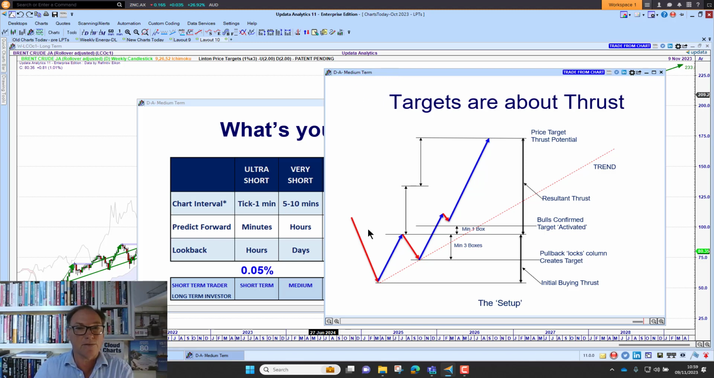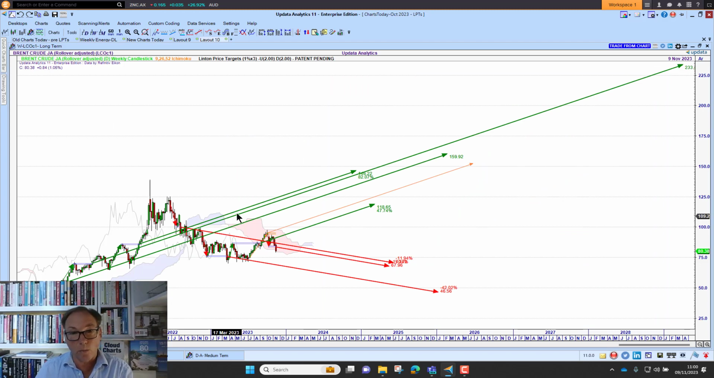So the targets are about thrust, and the ingredients are that you need a low, and from a low then you need a thrust off a low. Now the bigger that thrust, the bigger the target. You need a pullback, and that's in point and figure terms normally 3 boxes, or what we call units, and this idea of a unit is really important. And then you need to move higher by at least 1 box or 1 unit of price. And then once you've done that, you've activated this upside target, and that gives you a price projection as to where the price will go. Now, the difference is we can actually think about where these go in terms of time on the chart.